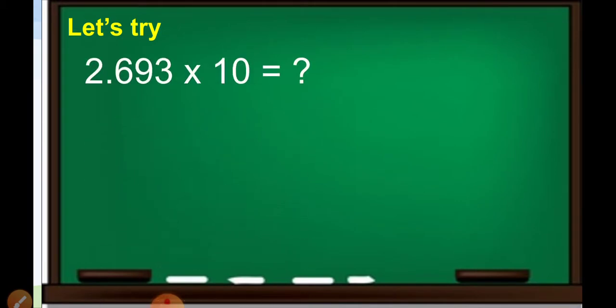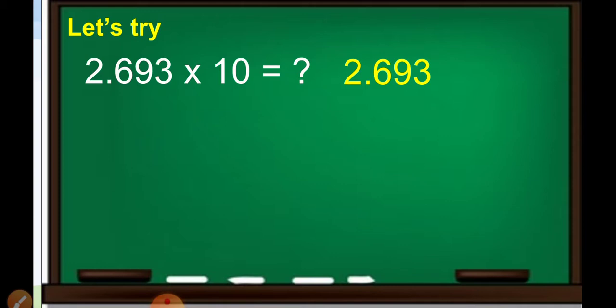Okay, let's try. 2.693 times 10. What do you think the product is? The product is 26.93. Okay, let's find out if it is 26.93.